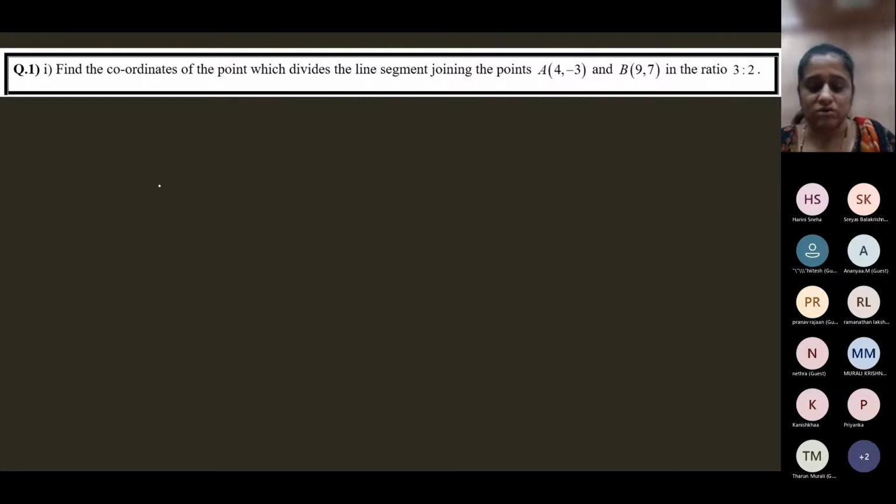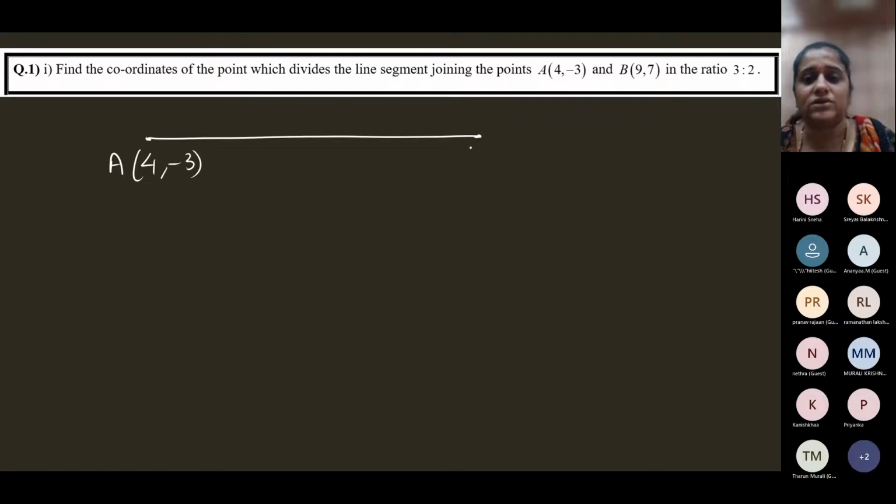Okay, let me do that on this page. This is the question, children, the first one, which I just explained. So line segment AB, A given by (4, -3), B (9, 7). Let P be the point on AB, and let P divide AB in the ratio 3:2. We need to find the coordinates of P, that is the x coordinate and the y coordinate of P. I'll write down the answer, children. Take it down.